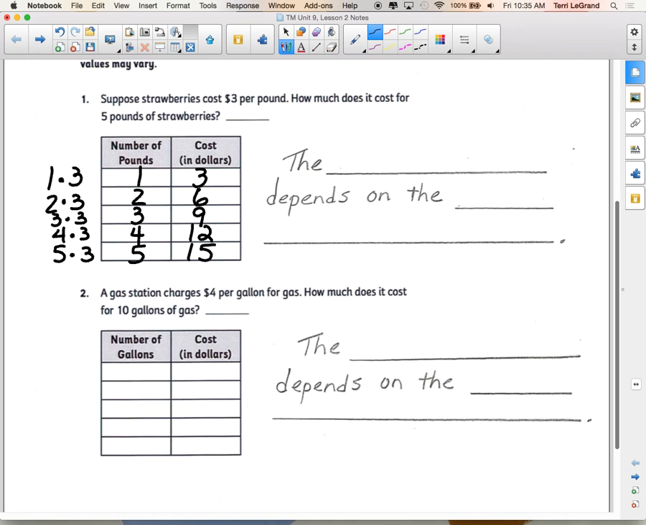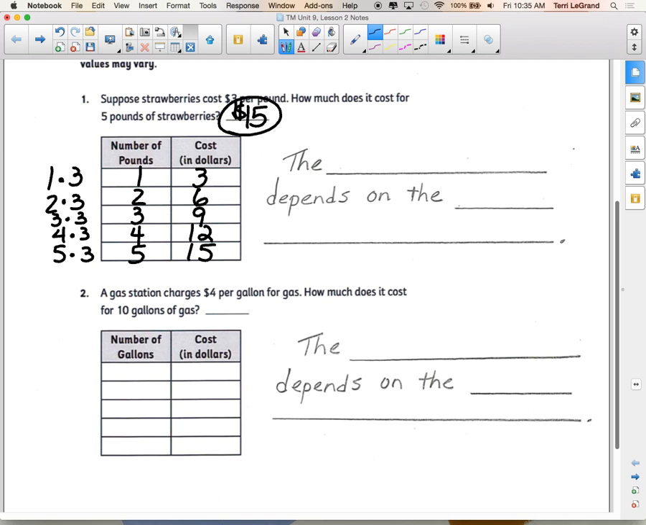What's happening? It just keeps going up by $3, right? For every extra pound of strawberries bought, the cost goes up $3 more, doesn't it? Okay, let's talk about the relation. Oh, let's answer that question. How much does it cost for 5 pounds of strawberries? $15, we found out. $15 for 5 pounds of strawberries. Okay.